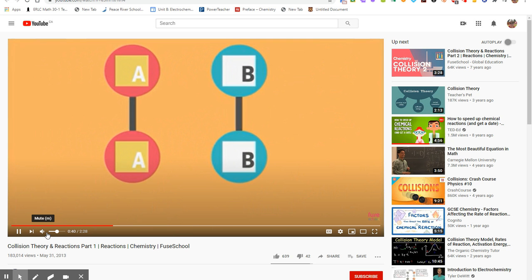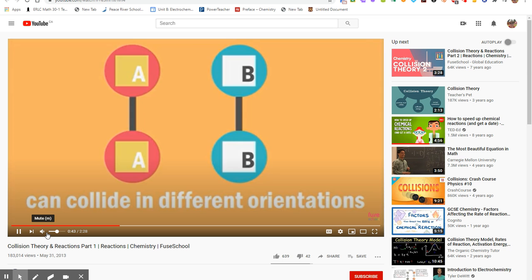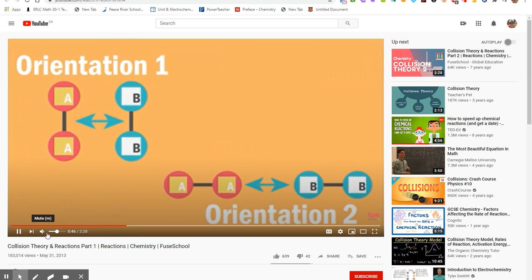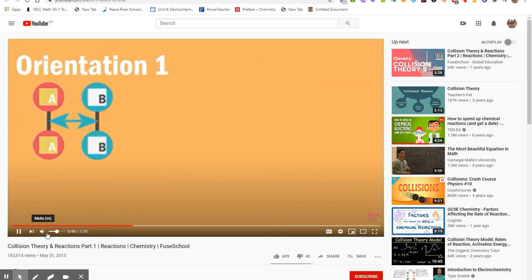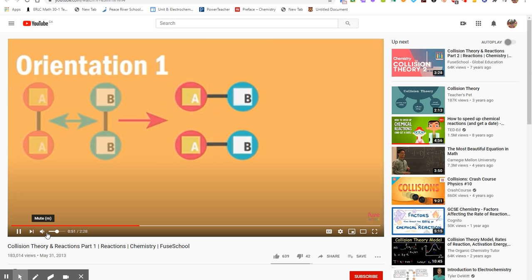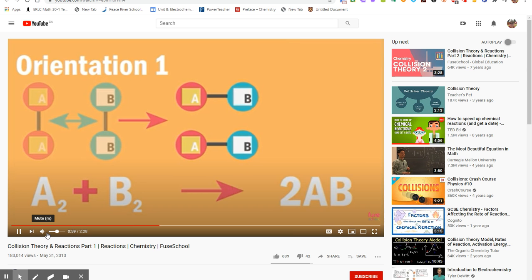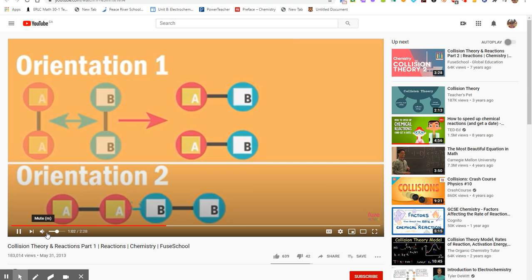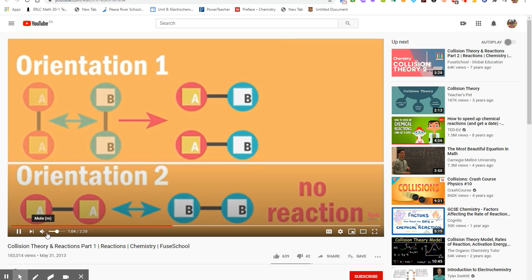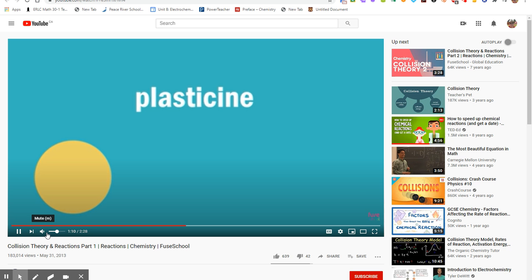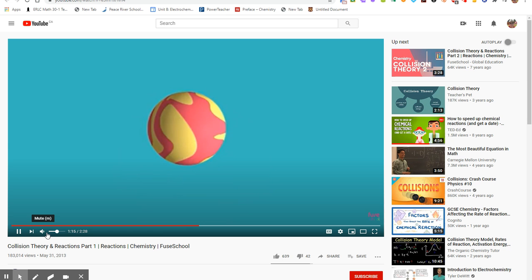These two diatomic molecules can collide in many different orientations, but consider the two orientations here. In orientation 1, the two diatomic molecules A2 and B2 are in the correct orientation to react. In orientation 2, they are not, and so no reaction occurs. Imagine our reaction being that of a ball of yellow plasticine reacting with a ball of red plasticine to give just one ball consisting of the yellow and red plasticine stuck together.